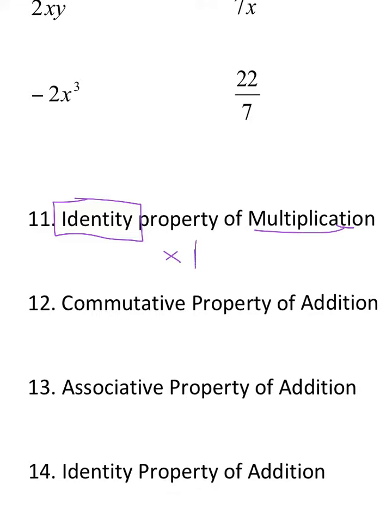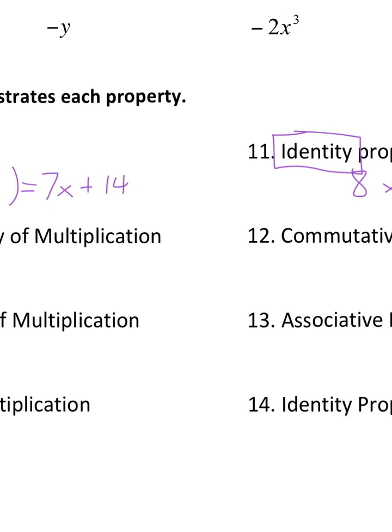Well, that's what happens when you multiply by 1. So you just pick a number. I'm going to pick 8. 8 times 1 is equal to 8. Illustrates the identity property of multiplication. 12.